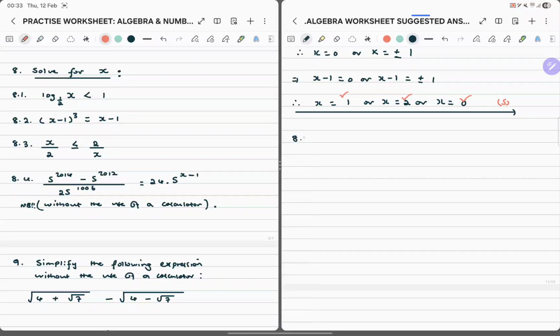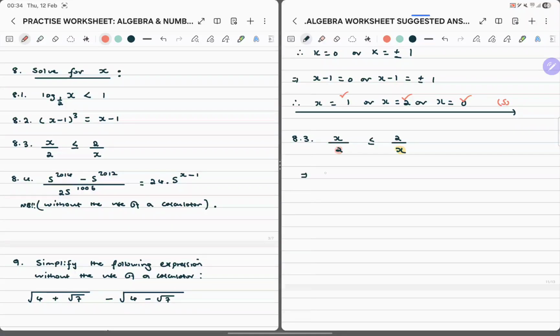Now let's look at 8.3. We've got x over 2 less than or equal to 2 divided by x. Now we're solving for x. Remember, focus on the ones in the denominator. We know that 2 is a positive number, so that's good. But x can be both positive and negative, so we're not allowed to cross multiply. When the variable is in the denominator, you cannot tell the sign of the expression.